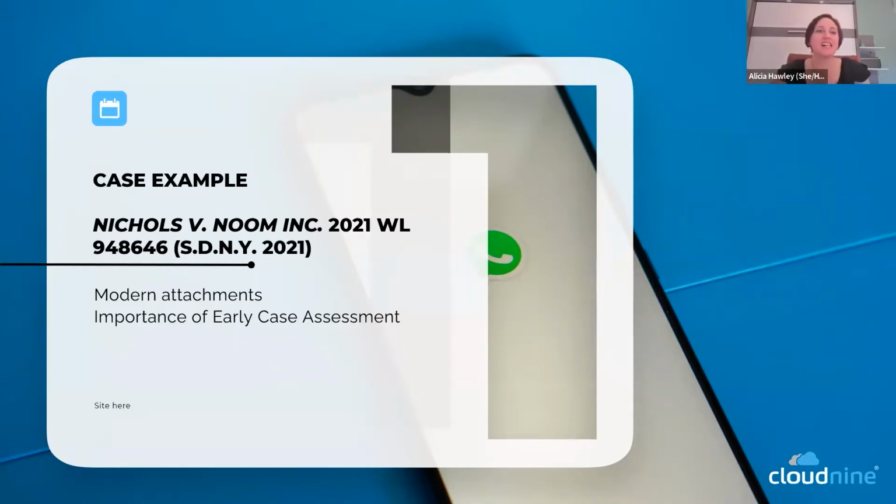So thanks for that. Yeah, so the Noom case is so interesting because I think it really illustrates why the concept of modern attachments is so tricky, and why there are so many considerations and why it's such a relevant topic right now. Because I think this case really is a culmination of all the things that we've been talking about today and all the considerations that you have to think about and what the courts are really looking at when ultimately a dispute comes in front of them that they have to decide.